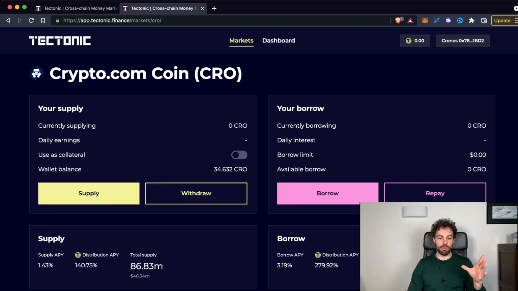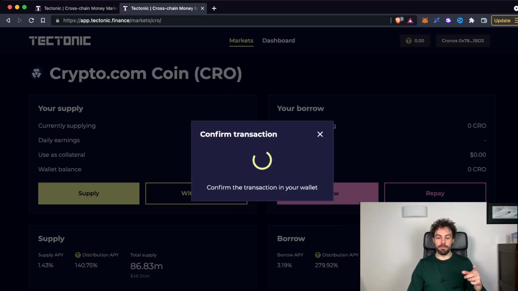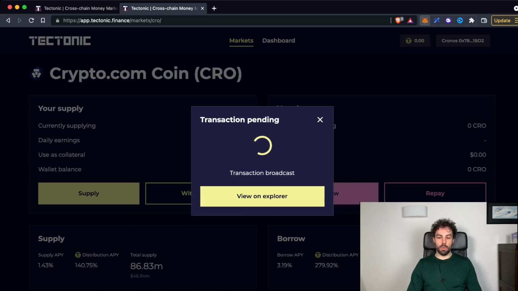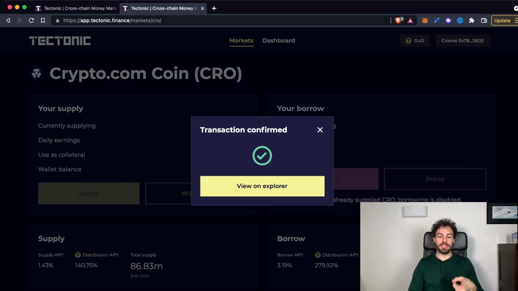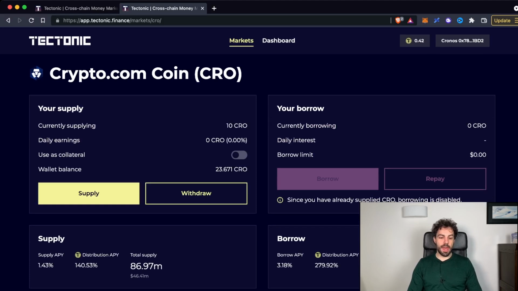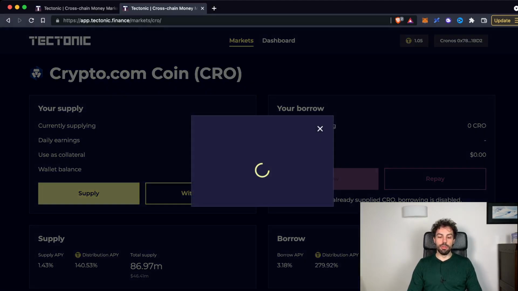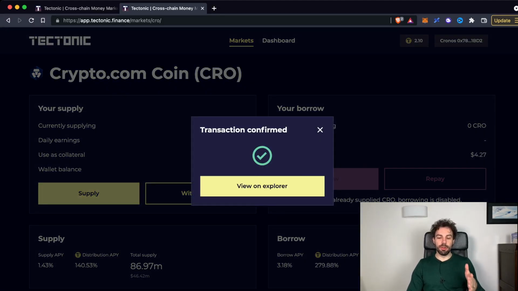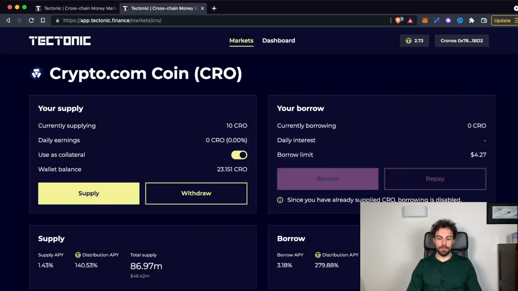As you can see, it's pretty straightforward. Let's just click on supply, and you have to confirm the transaction on your wallet. Once you have approved it, you will have to wait for the transaction broadcast. The moment your transaction is confirmed, just click exit. Now your current supply has changed, and right now we have supplied 10.0. Remember that in order to start borrowing, you have to click here, use as collateral.